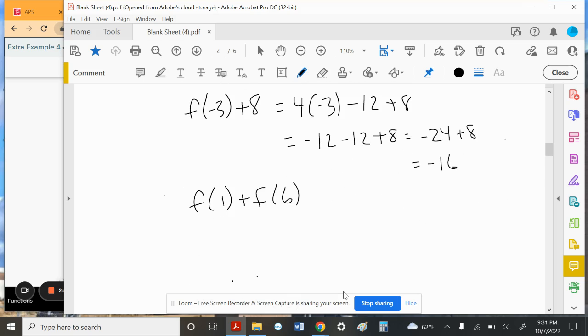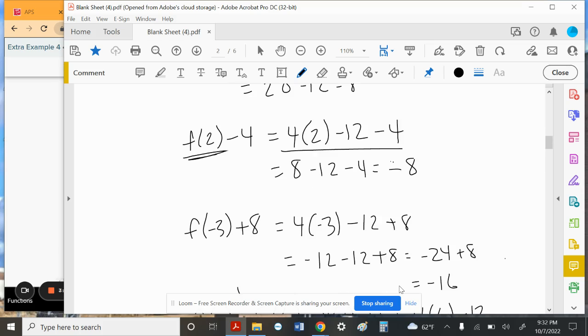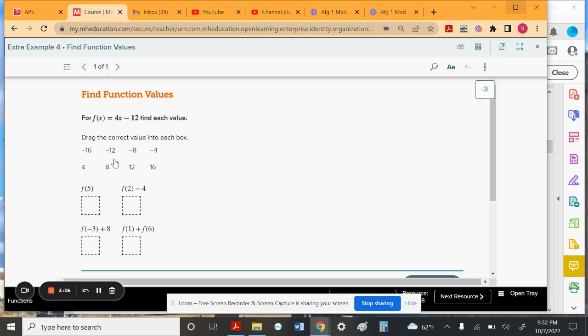And then finally, we can still see the equation there, so that's nice. So we get 4 times 1 minus 12. That's for this one. Plus 4 times 6 minus 12 for the other one. So that gives me 4 minus 12 plus 24 minus 12. These cancel, so that just equals 4. So our answers are 8, negative 8, negative 16, and 4.